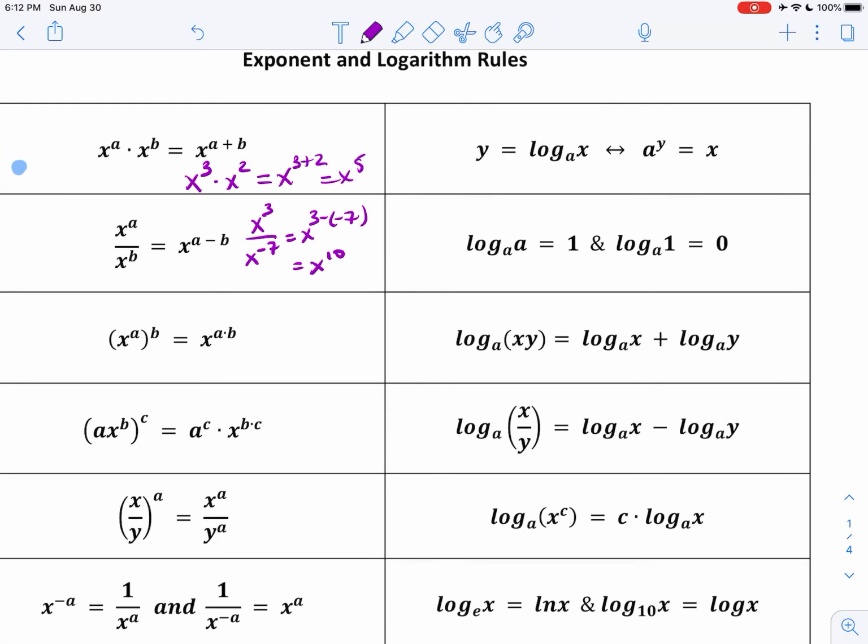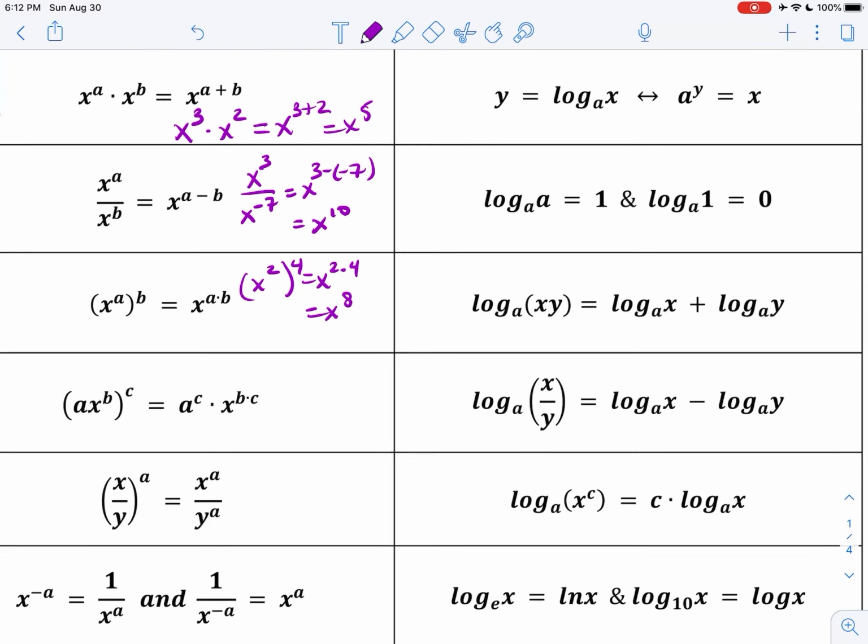If you've got x to the a raised to the bth power, don't forget that an exponent is repeated multiplication of the base. So you would be repeating the multiplication of x to the a, b times. And then you would be going a plus a plus a plus a from the first rule. You would get repeated addition, and repeated addition is multiplication. So if we had here x squared raised to the 4th power, that would be x to the 2 times 4, or x to the 8.